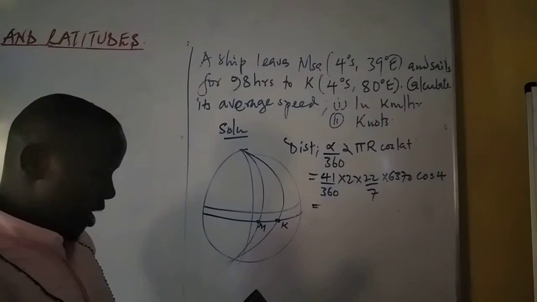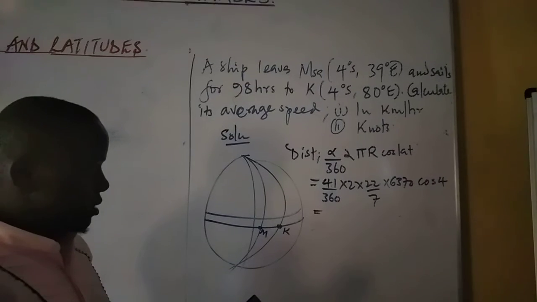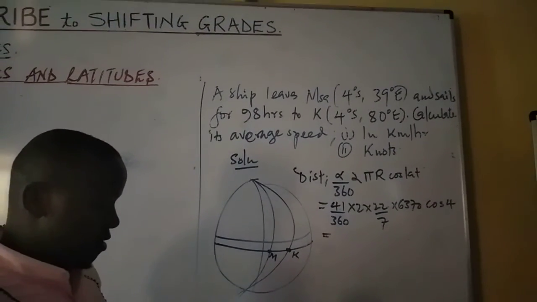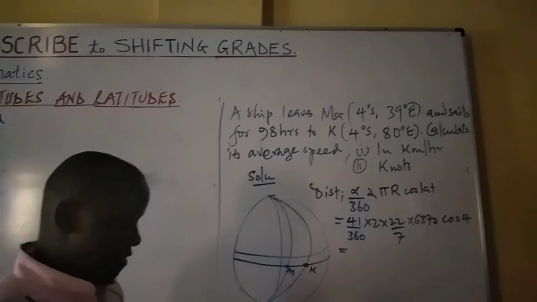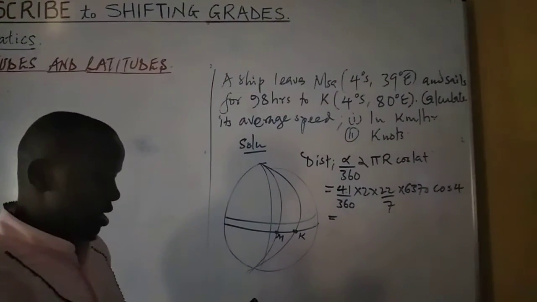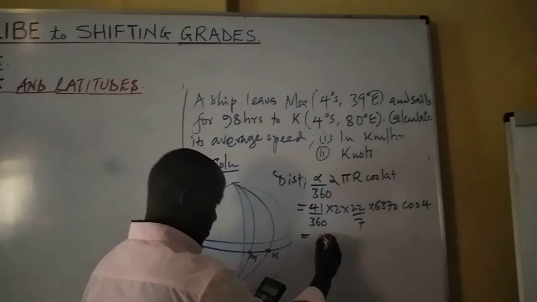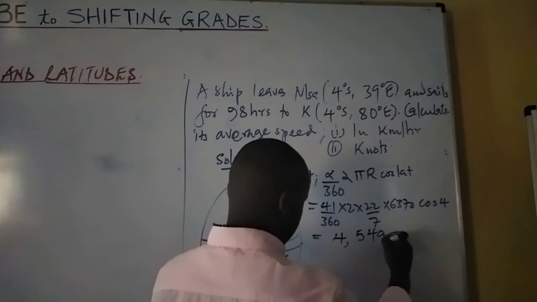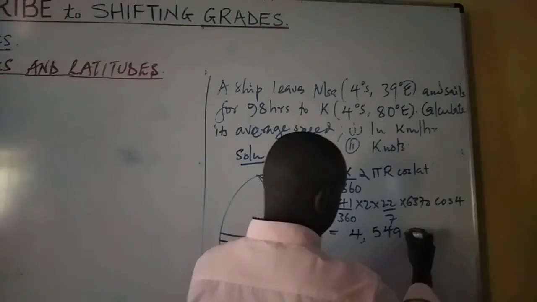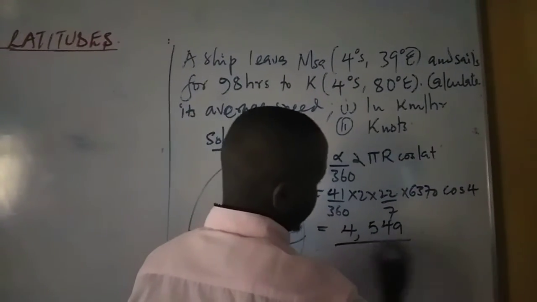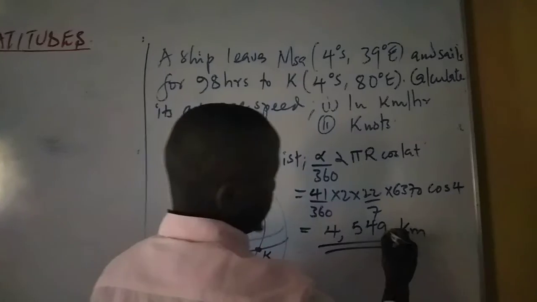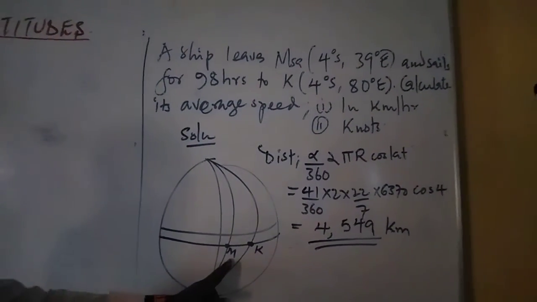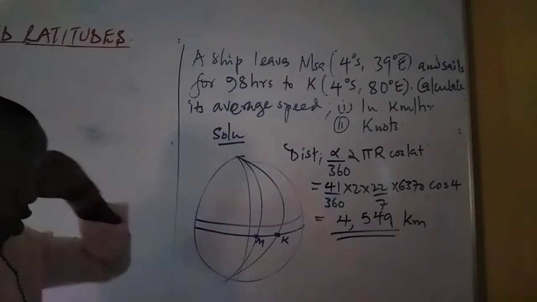41 times 2 times 22 times 6370 cosine of 4, then we divide by 360 times 7. This gives us 4,549 kilometers. So that is the distance from Mombasa to place K.